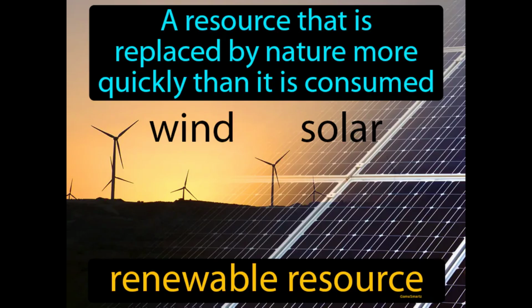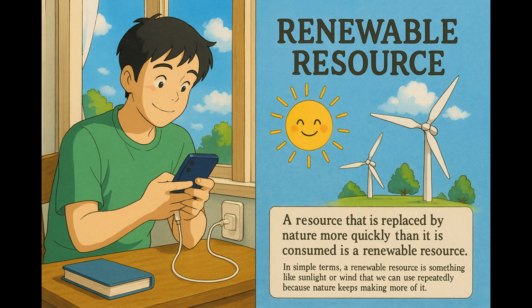A resource that is replaced by nature more quickly than it is consumed is a renewable resource. In simple terms, a renewable resource is something like sunlight or wind that we can use repeatedly because nature keeps making more of it. Imagine you have a smartphone that charges faster than you can use up the battery. This scenario is similar to renewable resources, which are replenished by nature more quickly than we can consume them.